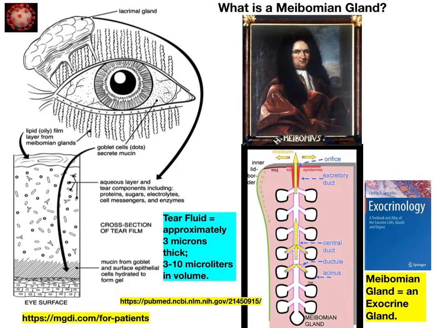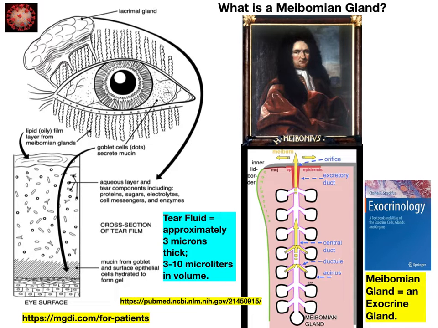And this layer of oil rides on the surface of tear fluid, which is an aqueous layer of tear components, including proteins, sugars, electrolytes, cell messengers, cytokines in case of an inflamed eye, as well as enzymes, and of course, water. This is a cross-sectional view of the tear film. At the bottom of this, on the surface of the corneal epithelium, is a layer, a hydrogel made from a mucopolysaccharide known as mucin.